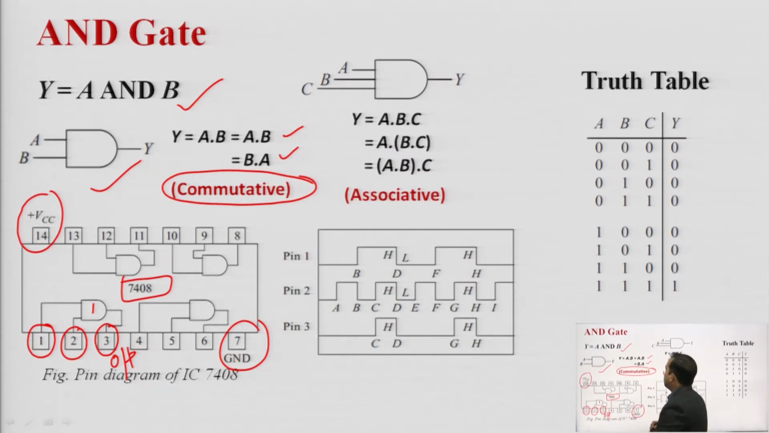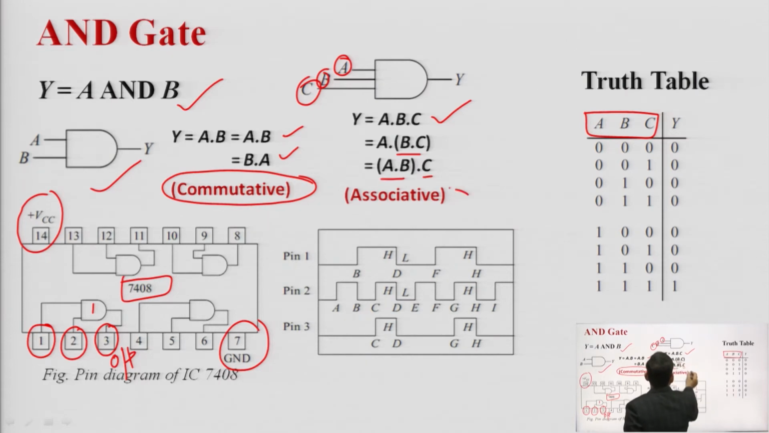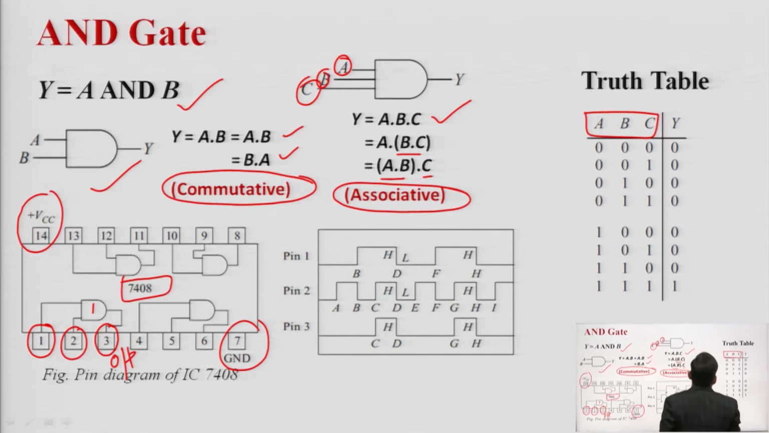Now first of all we will see the truth table for, let's say, a 3 input AND gate. This is a 3 input AND gate with inputs A, B, C. So the output will be y equals A dot B dot C, which can be represented as A dot B, dot operation with C. So this is nothing but the associative law. So both the laws are verified, meaning the commutative law as well as the associative law is verified for the AND gate.